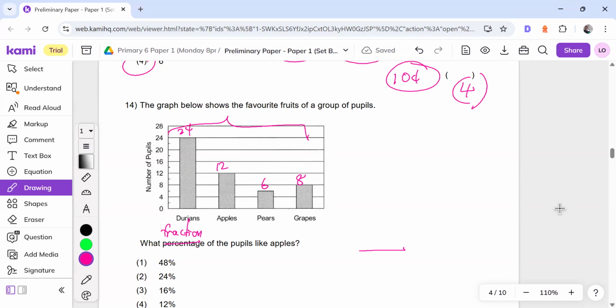Okay, so how many pupils altogether? So 24 plus 12 plus 6 plus 8. So they are total 50. So what fraction of the pupils, which is all the pupils, like apples? 12 over 50. All right.